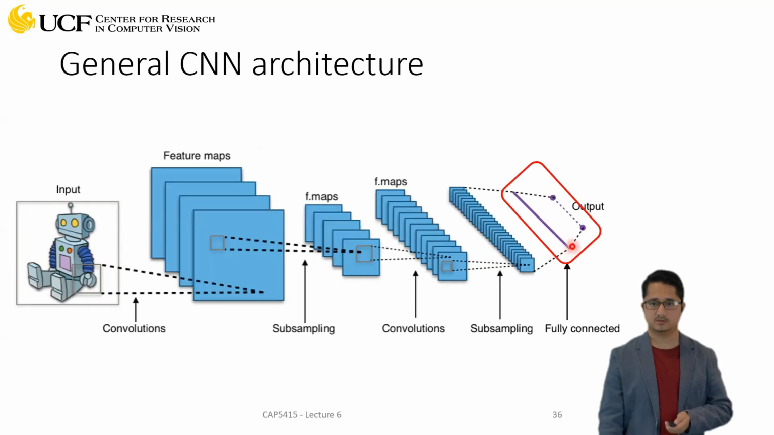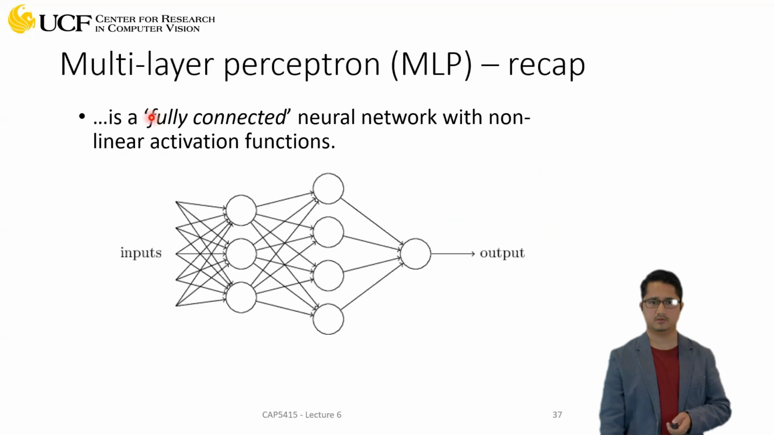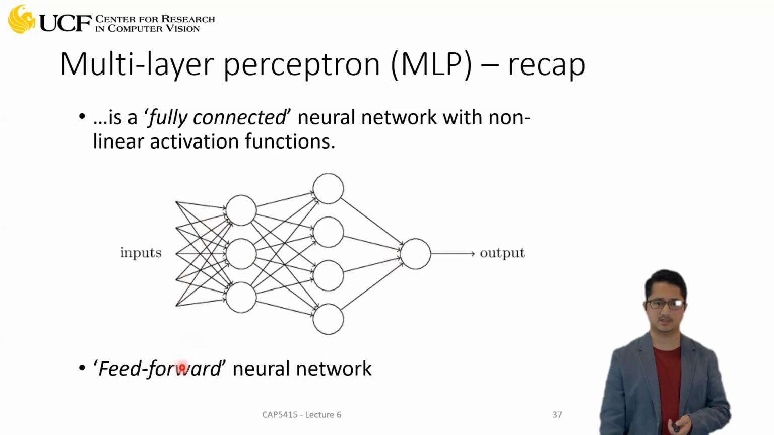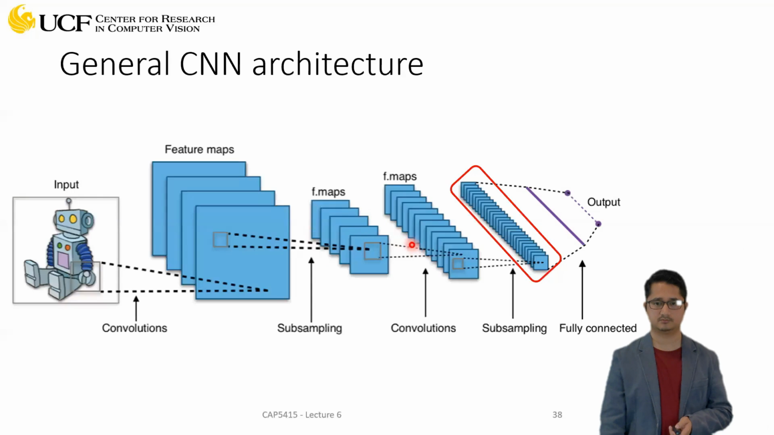Okay, so this final layer, as I said earlier, is a simple fully connected layer, which is a multi-layer perceptron, and we just discussed this in the previous lecture. The extracted features from the image are treated as input to this MLP, and then we make predictions, for example in image classification, about what object is present given this set of features. These are also called feed-forward neural networks.